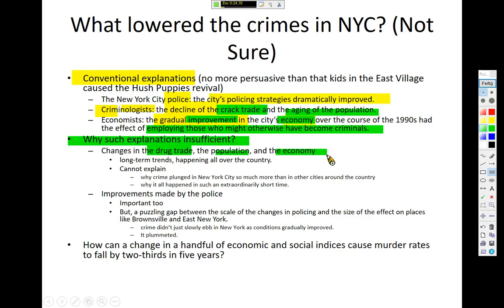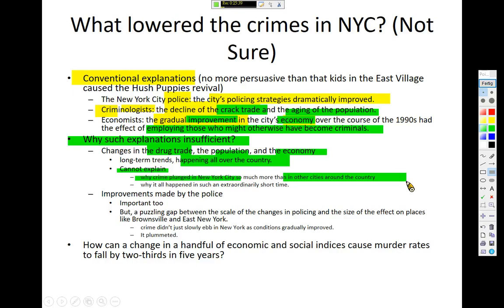It's a long-term trend. So it's happening all over the country, and not only in New York City. It also happened in, let's say, Detroit, Los Angeles, everywhere in the United States, all the major crime cities in the United States, right? But this one, we do see, in New York City, there's a sharper decline of the crime rate, okay? So crime plunged in New York City much more than in other cities in the country. Did you see this one? That is, we know drug trade has declined, the economy has improved, people are getting old. But this is a common phenomenon for all the cities. But it only happened in New York. We see the plunge of the crime rate, but not in other cities.